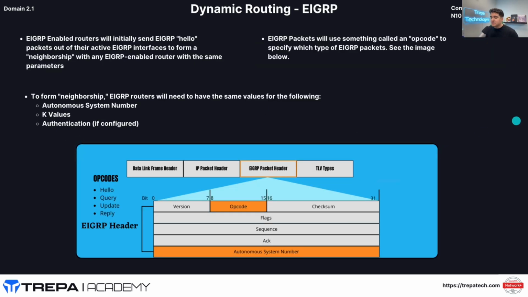So the first step is going to be establishing neighborship, like all dynamic routing protocols. EIGRP-enabled routers will initially send an EIGRP hello packet. So we have R1, we have R2. They want to establish EIGRP neighborship. They're going to send a hello packet. If the K values match and the autonomous system numbers match in that hello packet, we have these fields that have to match between all our EIGRP routing neighbors. If they do, they're going to become EIGRP neighbors.